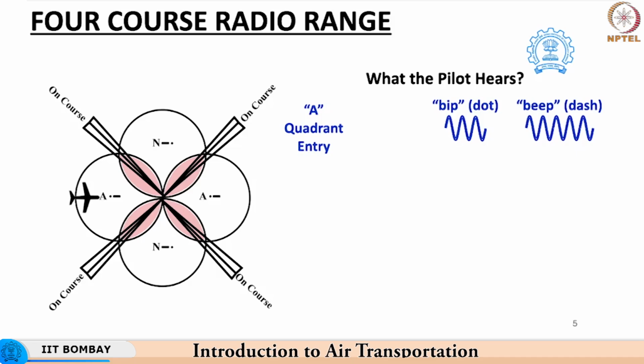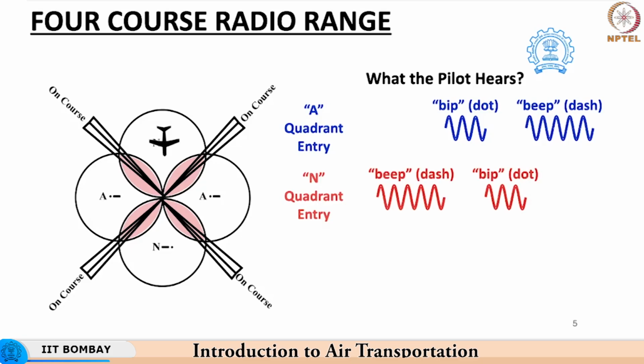Suppose a plane is entering from an A quadrant, the pilot would hear a signal in the form of a series of bip and beep, that is described as dot and dash. If a pilot hears such a tone, he will understand that he is in the A quadrant of the particular radio range. Suppose the pilot hears a beep, beep, bip tone, he will understand that he is entering from the N sector of the radio range.